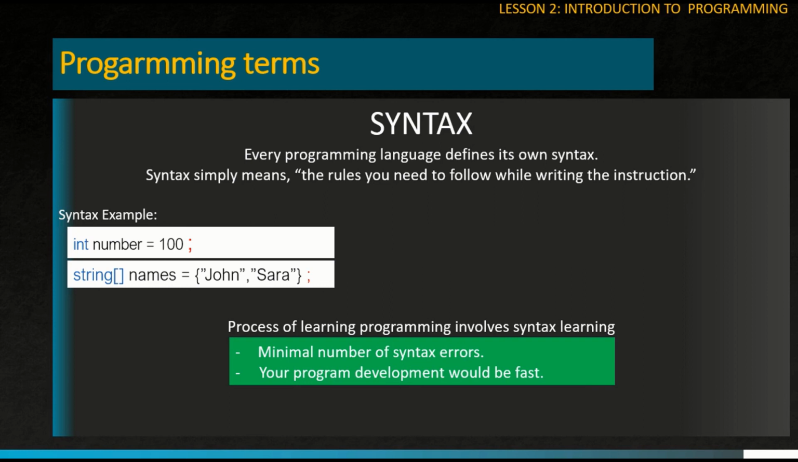In this session you will familiarize yourself with some programming terms. Let's begin with syntax. Every programming language defines its own syntax. Syntax simply means the rules you need to follow while writing the instructions. Like in most of the programming languages, as well as in C#, almost every instruction ends with a semicolon. If you miss a single semicolon, you won't be able to run the program.